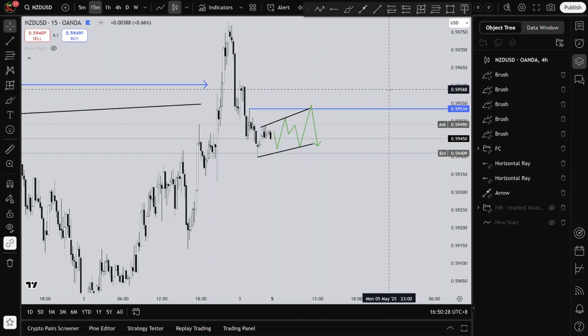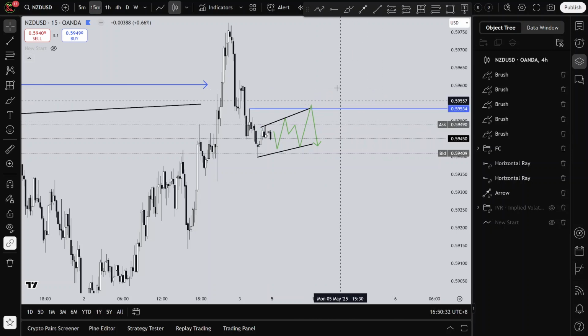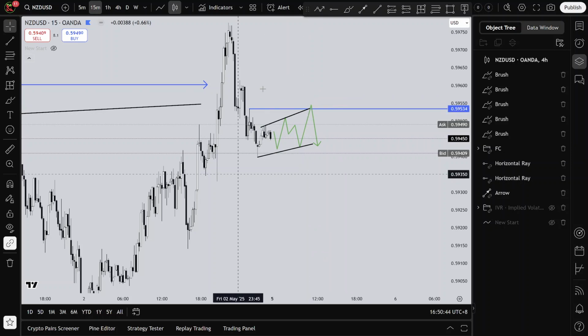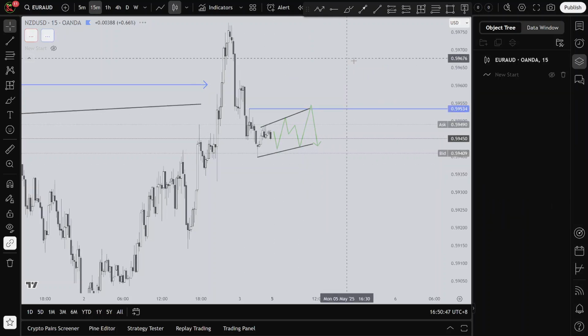That's also a bit in this pair, we have to consider the timing, the time session as well. We definitely don't want to trade New Zealand dollar US dollar on a 15-minute continuation during early Asia session. Sorry, we want to see a bit more deliberate price action first.